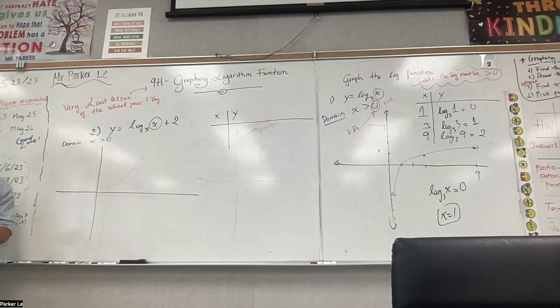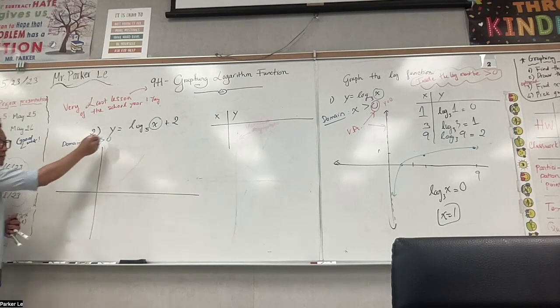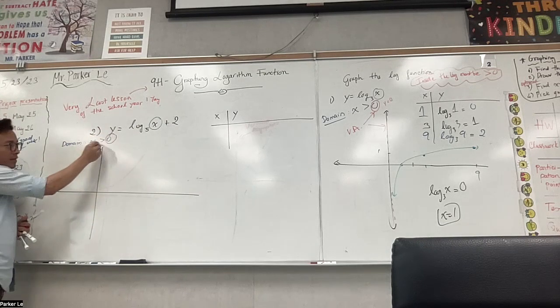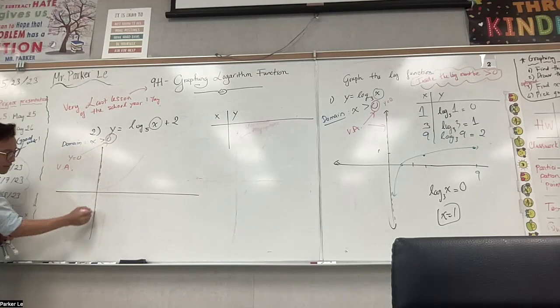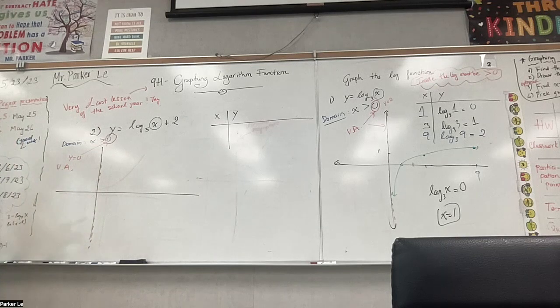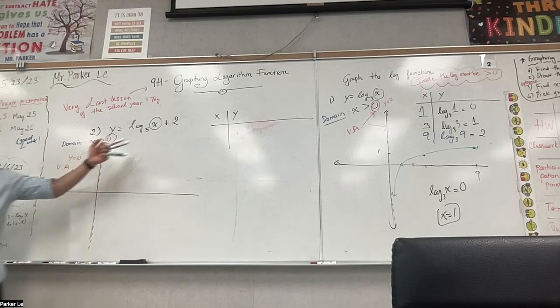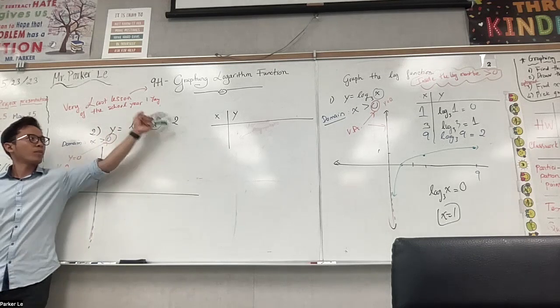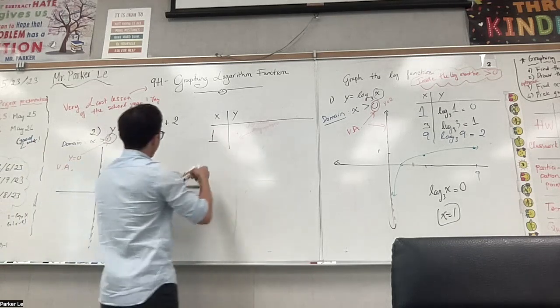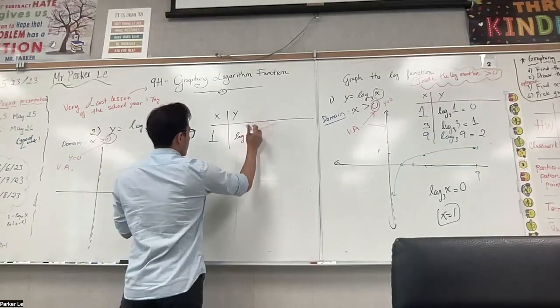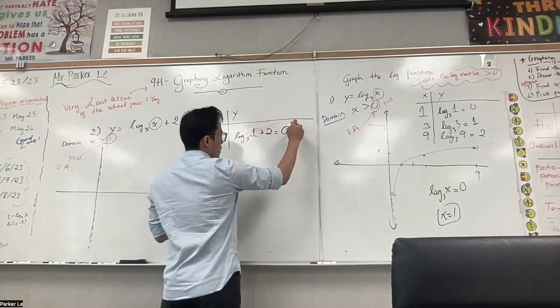Okay. What is the VA? VA is this number. Y equal to 0. Okay. That is the y axis. Yes. Very good. Now I'm going to choose good points. What is a good point? What point when you plug it in here you get 0? Again, 1. Right? When you plug in 1, I have log 5 of 1 plus 2. Log 5 of 1 is 0, plus 2 is 2.